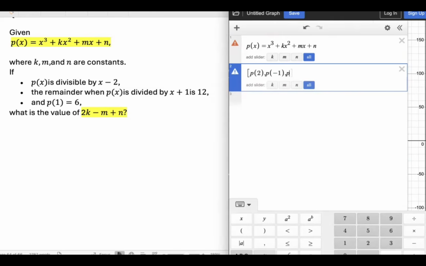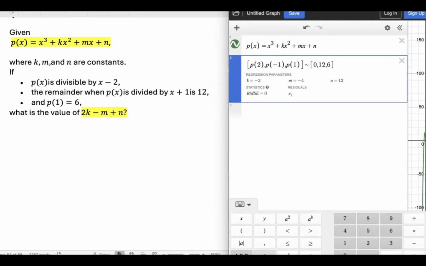So is P of 1. And what do I know about it? P of 2 is actually 0. And then P of minus 1, we've been given, is 12. That's the divisibility. And then the remainder, and P of 1 is actually 6. And you're done. Your K is minus 3, M is minus 4, N is 12.